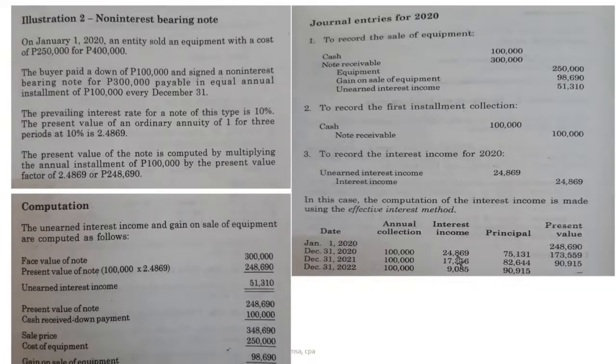Okay, and the remaining amount after you deduct the interest would be your principal. Okay, so 100,000 minus 24,869, so that's 75,131. And what are you going to do with this one? You will deduct it from 248,690. So 248,690 minus 75,131, that would be 173,559. So 248,690 minus 75,131, that's 173,559.